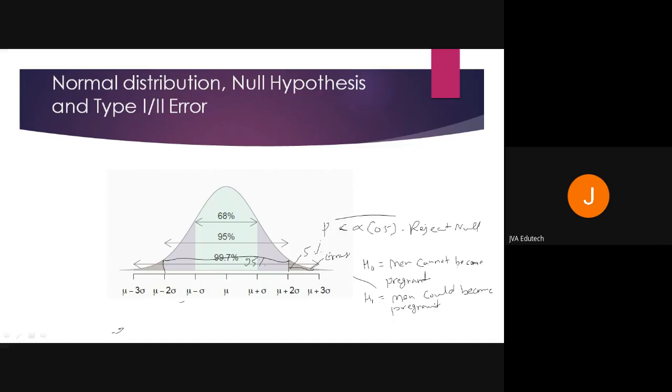But what exactly is a null hypothesis? Most of us think that a null hypothesis is a negative statement. But a null hypothesis is not always a negative statement. A null hypothesis is a negation of existing theory.